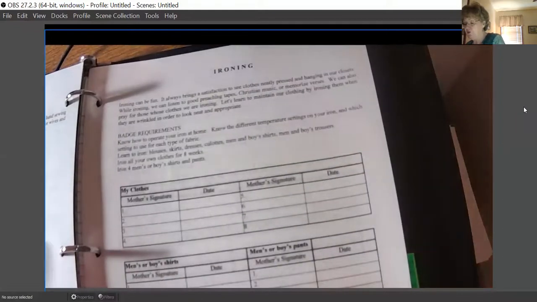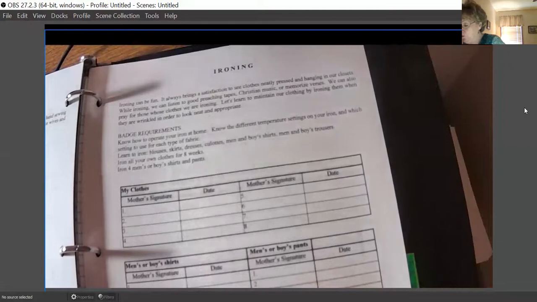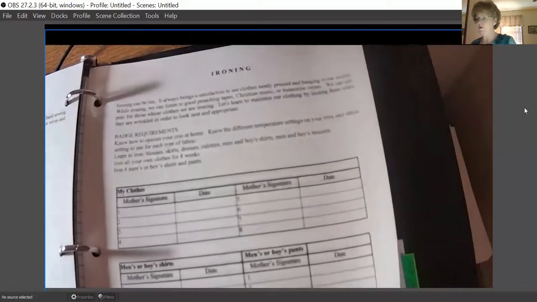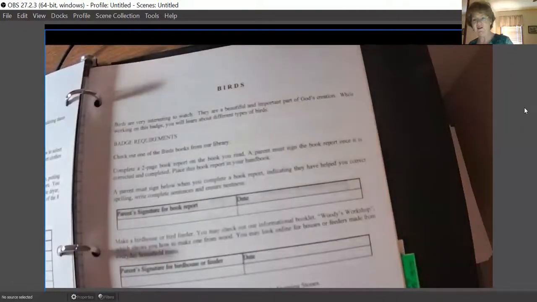And then she also has to know how to iron boys' shirts and boys' pants. A little trick there is they like to do their younger brothers' shirts and pants rather than their dad's because they're a lot smaller.